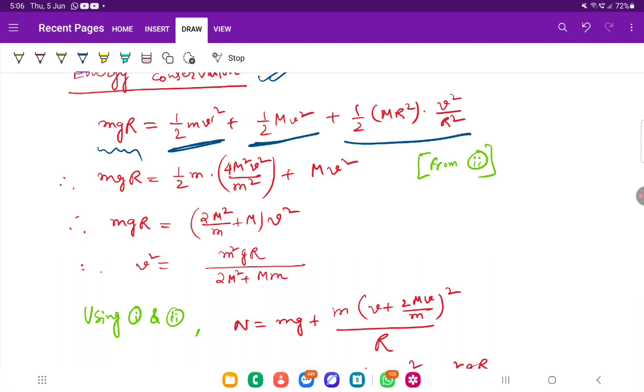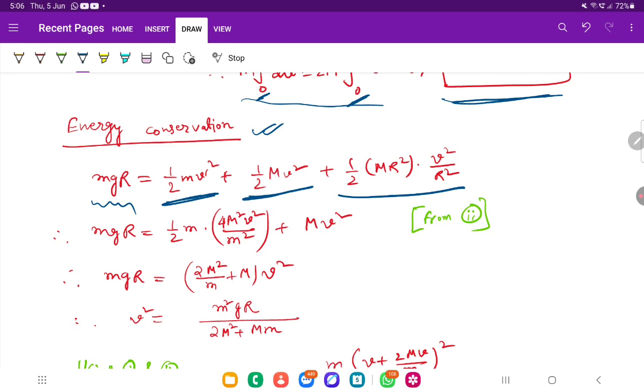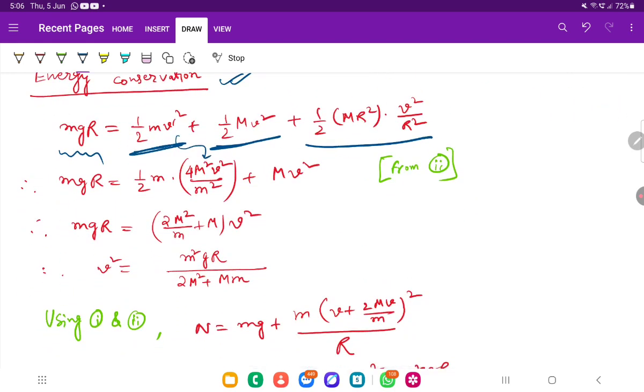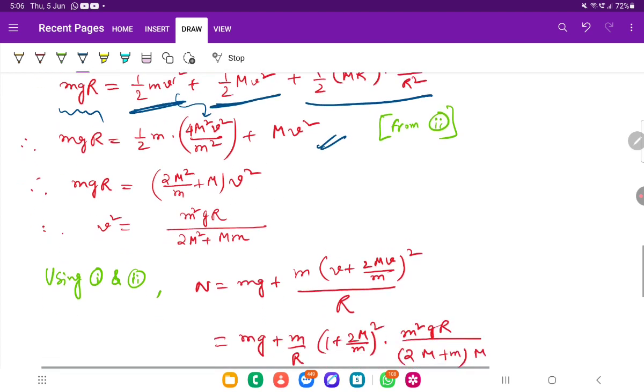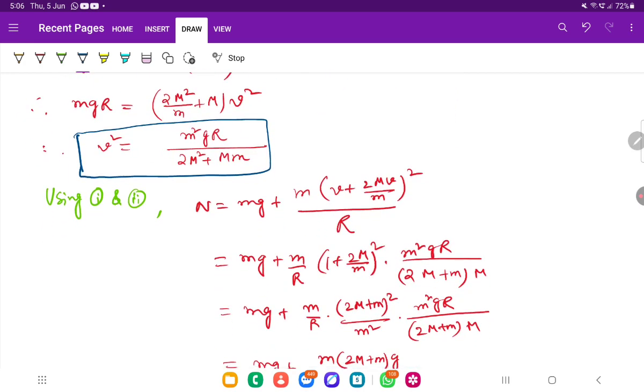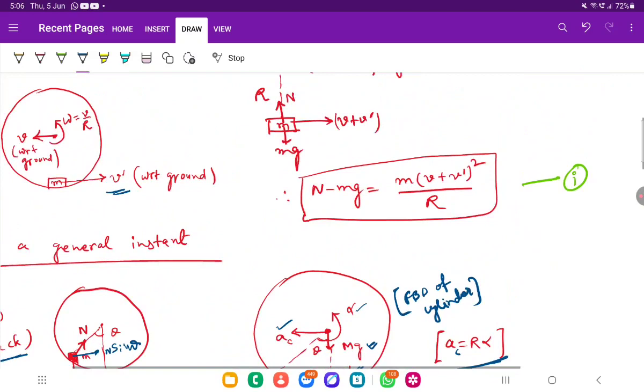Now I think it's just calculation from 2, where we have related v dash and v. We'll substitute the v dash value in terms of v, and we'll get this. Now if you proceed, you will get to this one, this v square equals to m square gr upon twice of capital M square plus capital M into small m. Now let's go back to equation 1. We are supposed to put the values of v and v prime here and get our required n value.